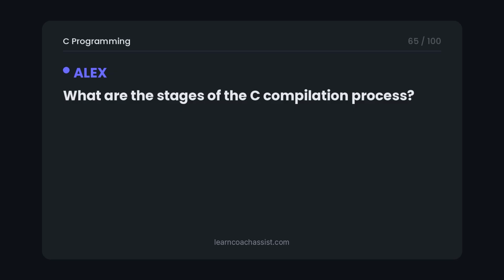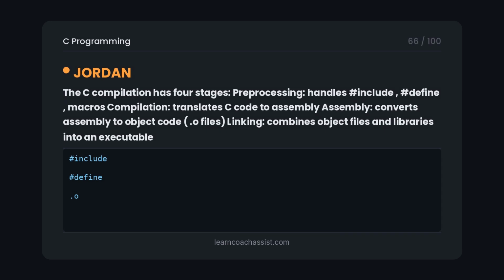What are the stages of the C compilation process? The C compilation has 4 stages: preprocessing, which handles #include, #define, and macros; compilation, which translates C code to assembly; assembly, which converts assembly to object code, .o files; and linking, which combines object files and libraries into an executable.